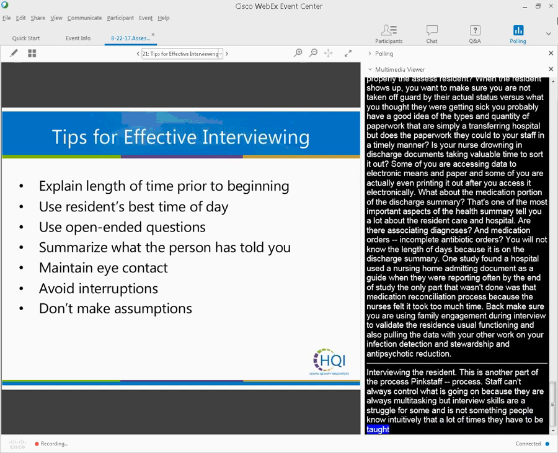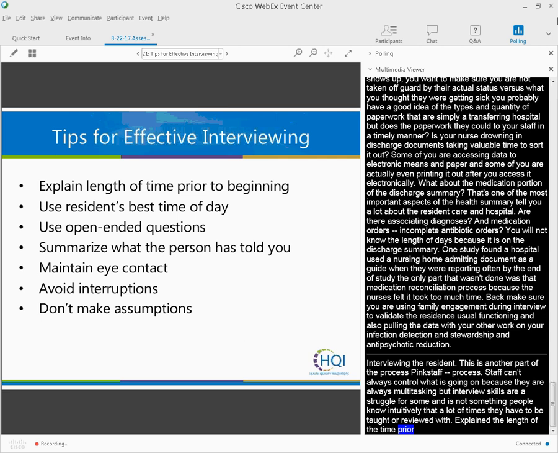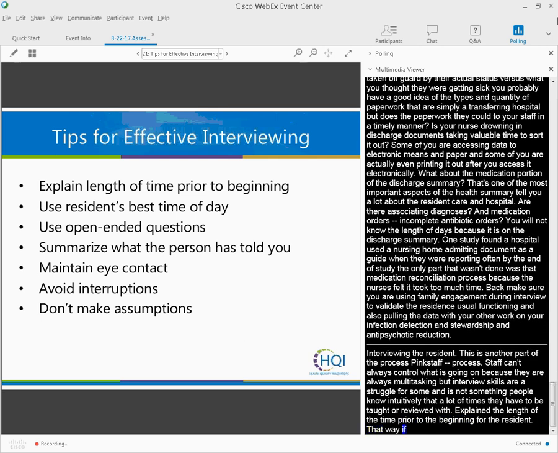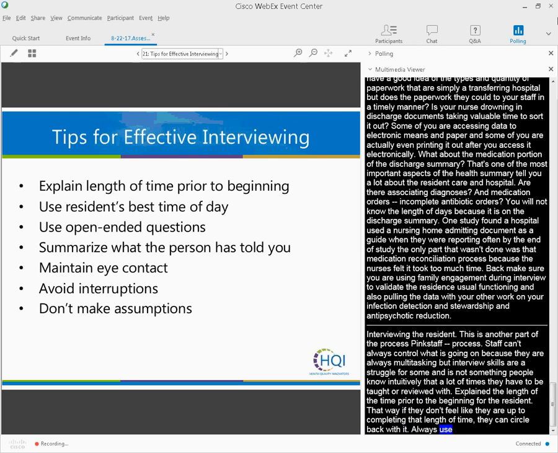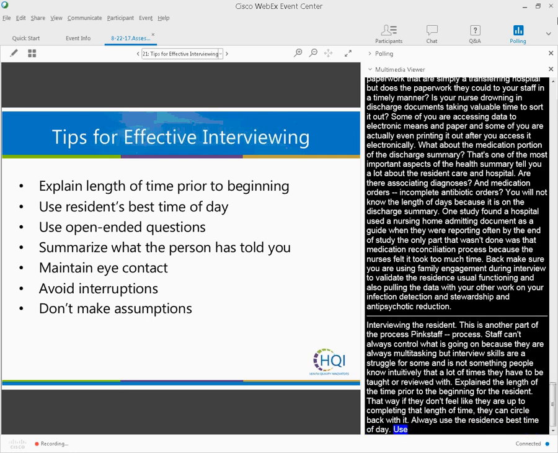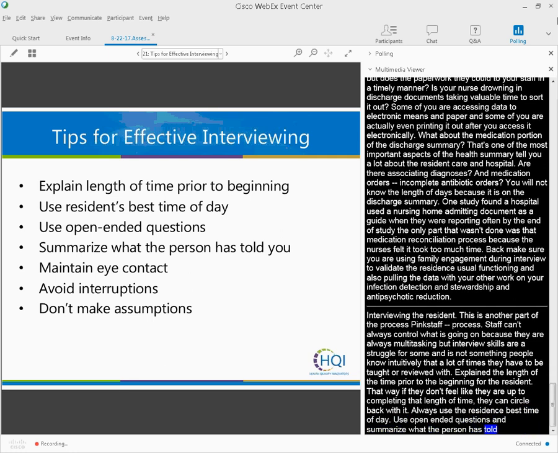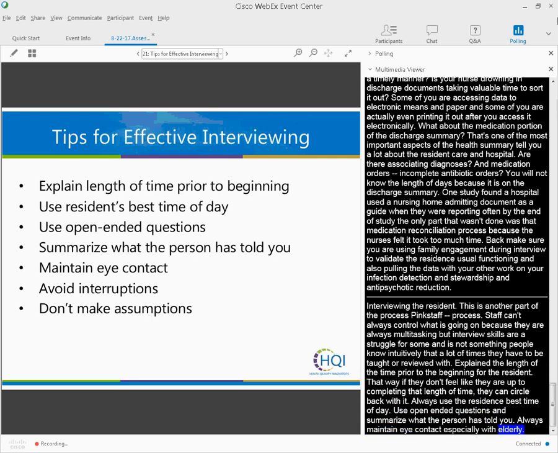Explain the length of the time prior to the beginning for the resident. That way, if they don't feel like they're up to completing that length of time, then they can circle back with it. Always use the resident's best time of day. Use open-ended questions and summarize what the person has told you. Always maintain eye contact, especially with elderly residents. Avoid interruptions, speak slowly, and don't make assumptions.